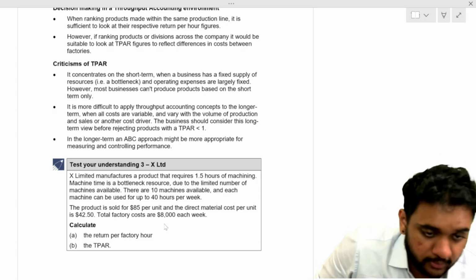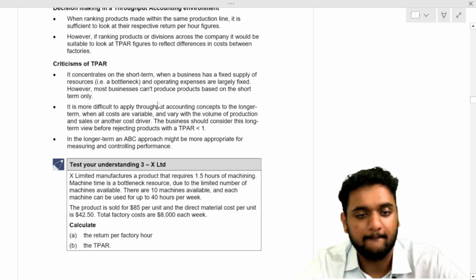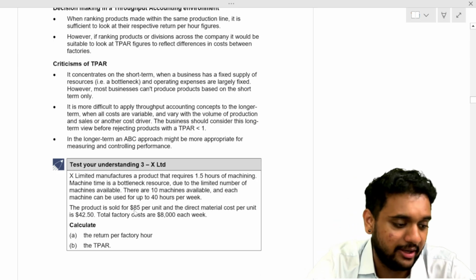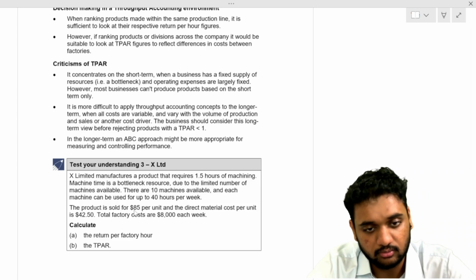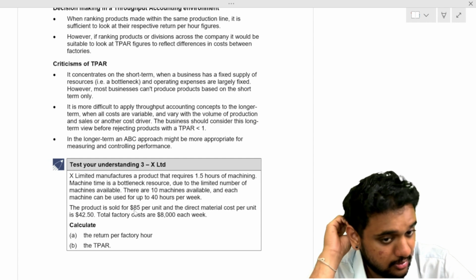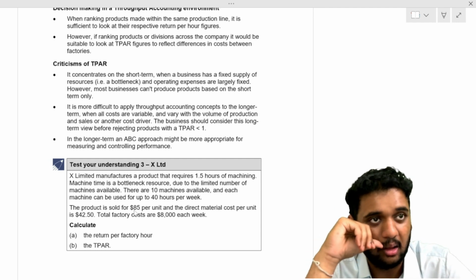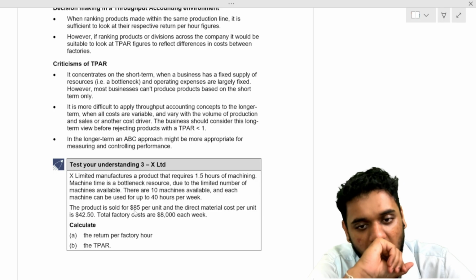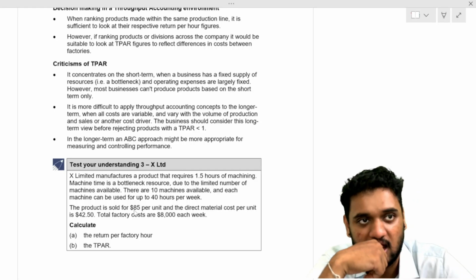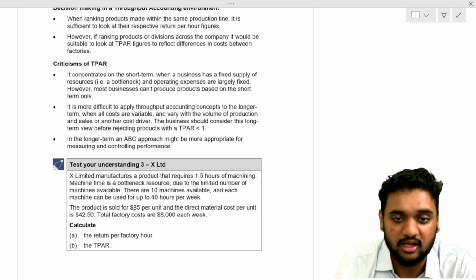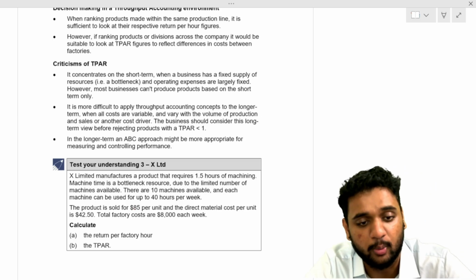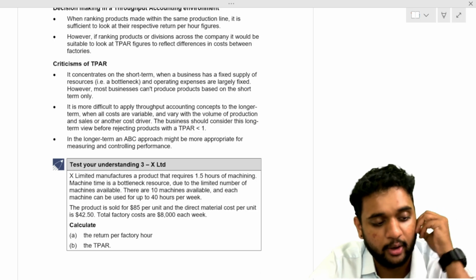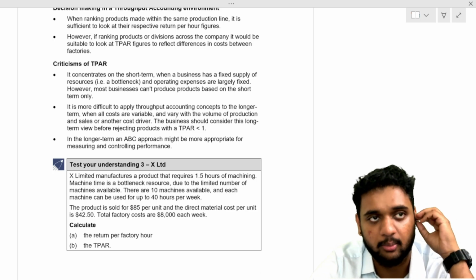What is throughput per unit? 85 is the selling price per unit minus direct material cost of 42.5. Per unit divided by what is the bottleneck per unit? 1.5. Machine hours is the bottleneck. Machining is limited. It is a bottleneck. What is that divided by 1.5? 42.5 divided by 1.5, you will get 28.33 as the return per factory hour, or return per bottleneck resource.